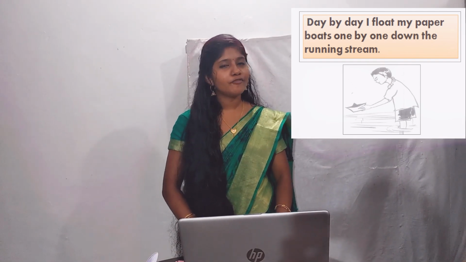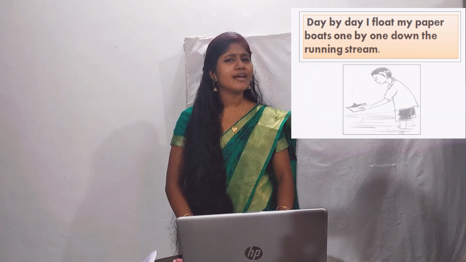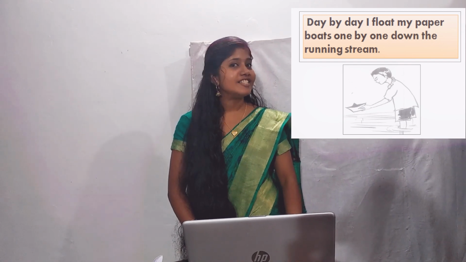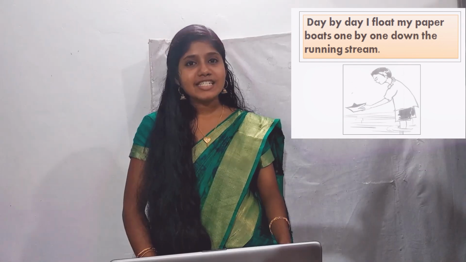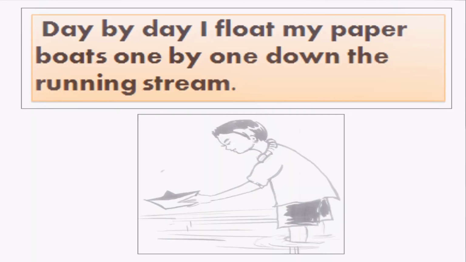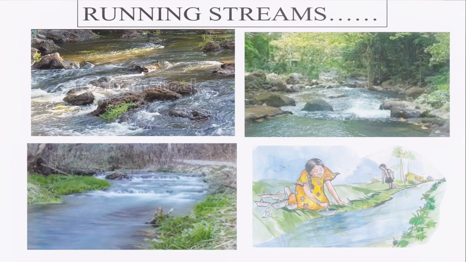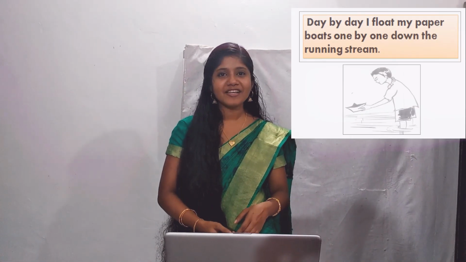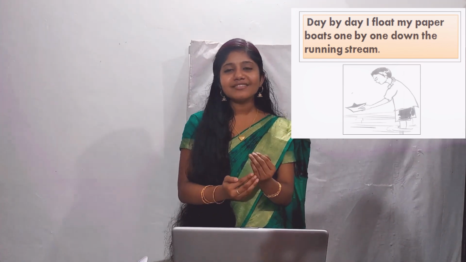At which time does the boy float his paperboat? Is it day or night? How was he launching his paperboat? Yes, day by day, one by one. Day by day, I float my paperboats one by one down the running stream. So, the boy is floating his paperboat day by day, one by one. Why does he float his paperboat in the running stream? Does the boy have any hope, any expectation, or any aim, goal, or intention in floating his paperboat?